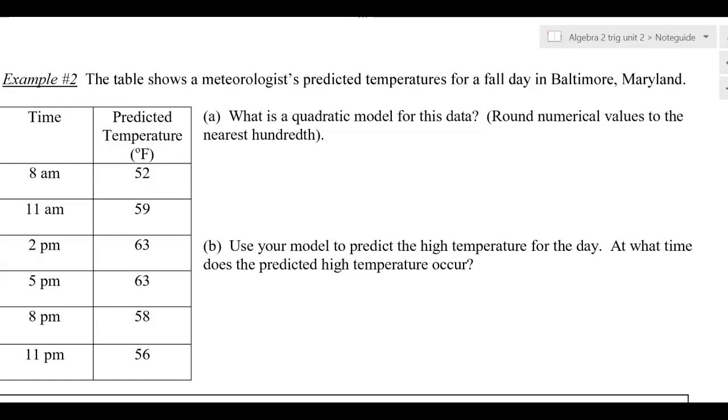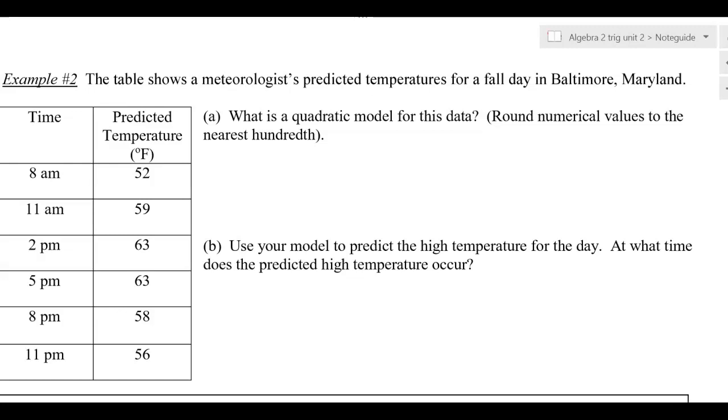So we're looking at example 2. It basically has a data table. Okay? And the data that we're looking at has 2 pieces of information, time and predicted temperature. And then we're asked for a quadratic model for this data, so that's how we know we would be running a quadratic regression. Anything that you put data in and you're getting a certain equation out is a regression, and then the type of regression is the kind of equation that you want. Okay? In this case, a quadratic, and then we're going to use that to predict some things.